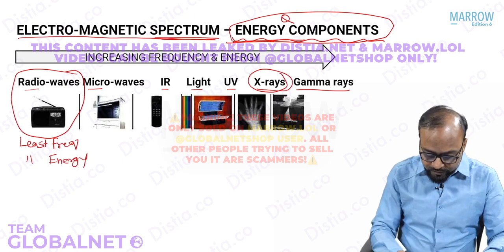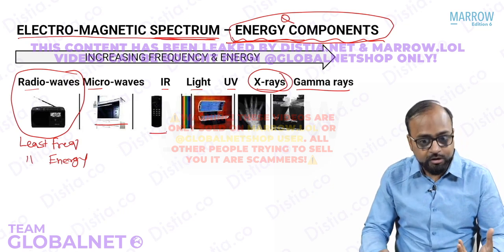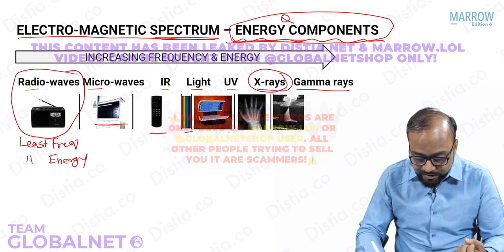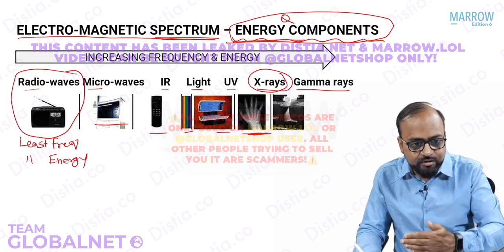Then you come to microwaves. Your microwave ovens also use this energy. Your infrared, all your remote controls. Then you come to light, ultraviolet rays. X-rays are towards the higher side of the energy and frequency range.